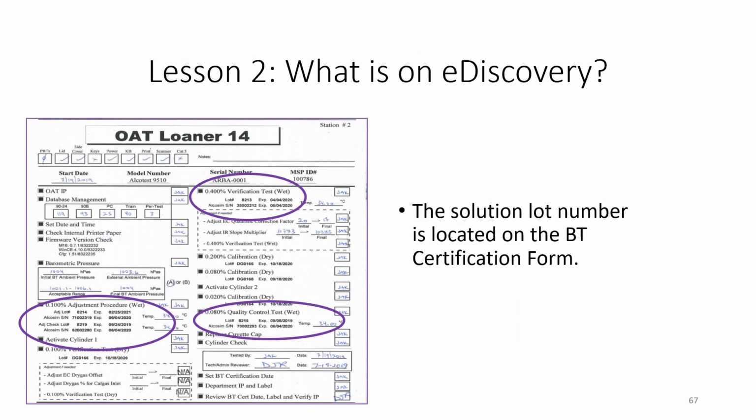Solution is utilized by the Office of Alcohol Testing during the certification process, and you can locate the solution lot numbers on that BT certification form. Here I've highlighted a few of the sections where it is used, and it's mainly with respect to the adjustment procedure wet 0.10 adjustment, as well as the 0.40 verification test, as well as the quality control test using a 0.08 concentration.